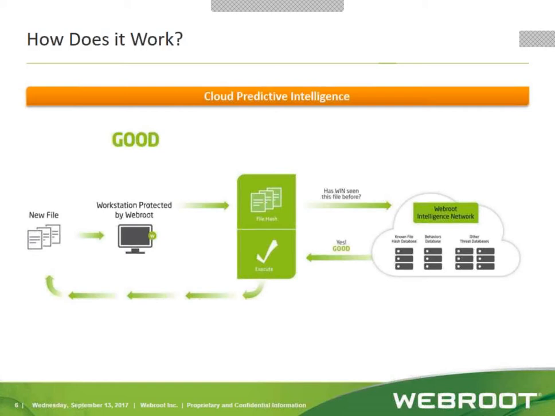Well, we have a few scenarios. The first one is when the file is good. When we have a new file on the workstation, which is protected by Webroot, Webroot adds a hash, which is sent to the Bright Cloud, and Bright Cloud checks the hash against the categorization, and then sends the answer to the endpoint, to the agent. If the file is good, it's being executed.